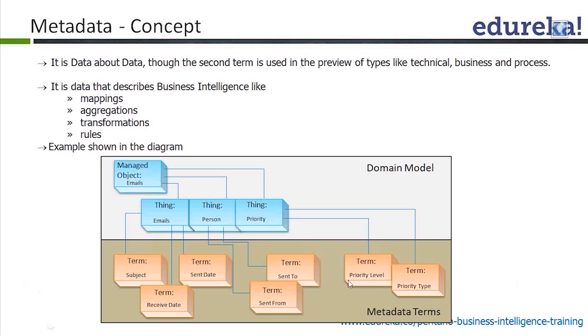Then priority has terms, priority level and priority type. So it can have multiple levels, it can have multiple types. So which type, and in that type which level. So this is the example of the metadata concept.